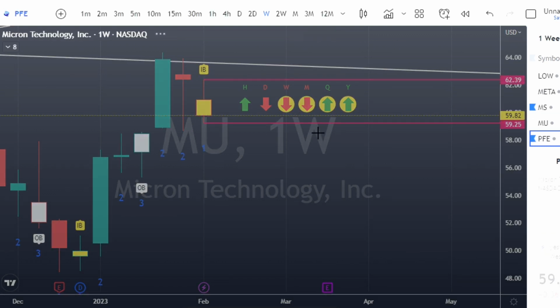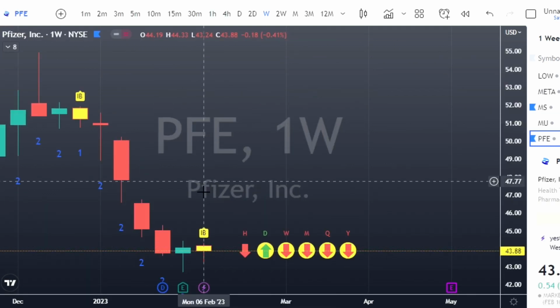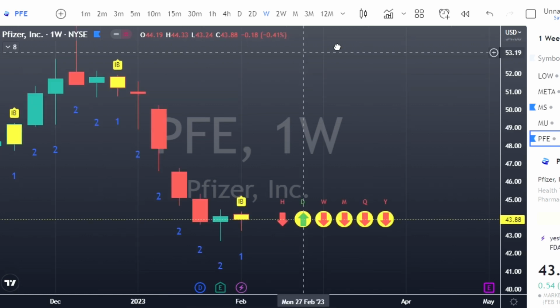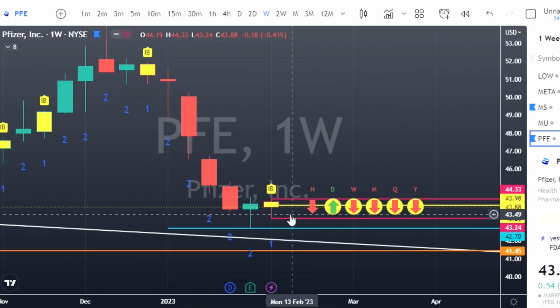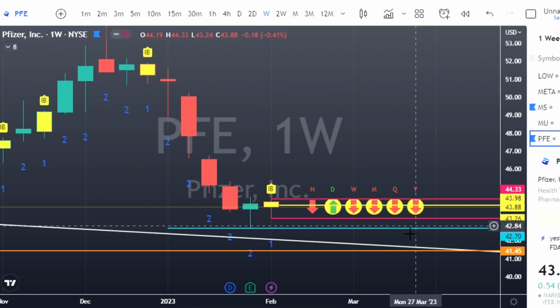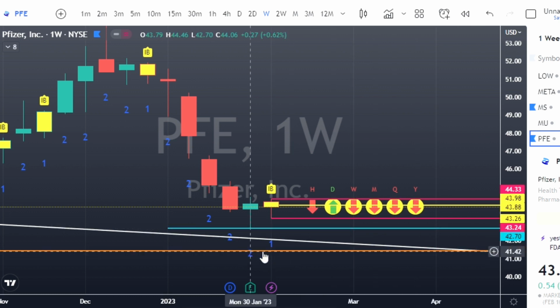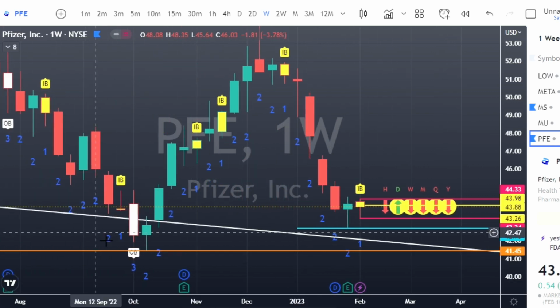Pfizer, PFE, well, is it going to continue its downtrend? Time frame continuity tells us there are sellers right across the board, so we can look for those puts at 43.26. This orange line, that's for us to go 2 down on the year. Okay, so that's where we're looking for Pfizer to go. It hasn't quite tagged it yet.